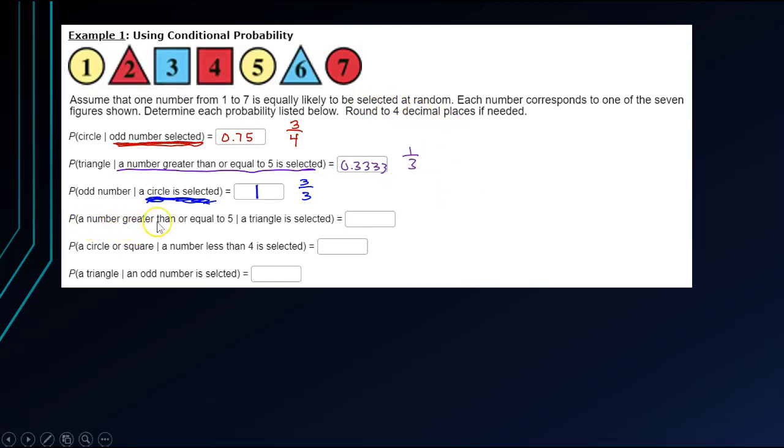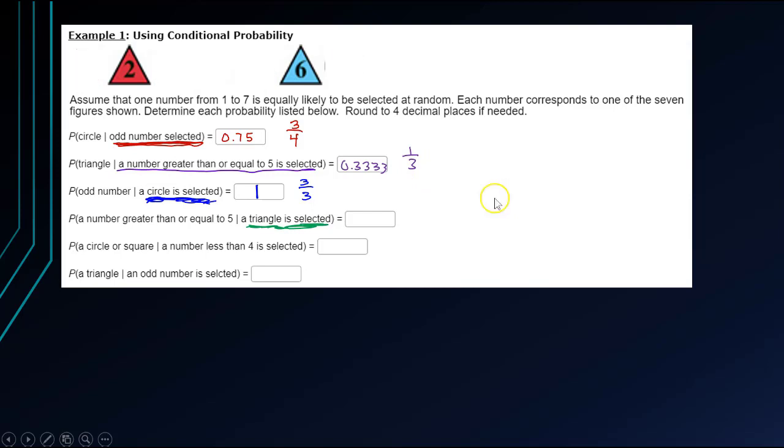The probability of a number greater than or equal to 5, given that a triangle is selected. So I'm only looking at the triangles. A number greater than or equal to 5. Well, 6 is greater than or equal to 5. 2 is not, so there's a 1 out of 2 chance, which is 0.5.